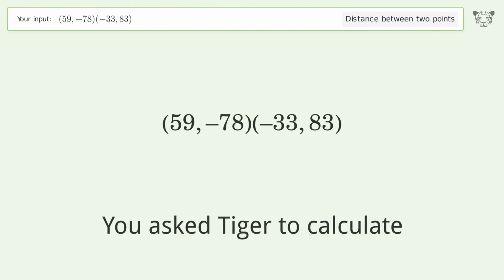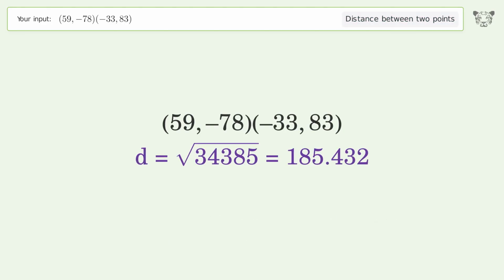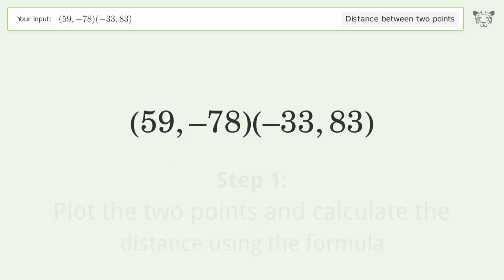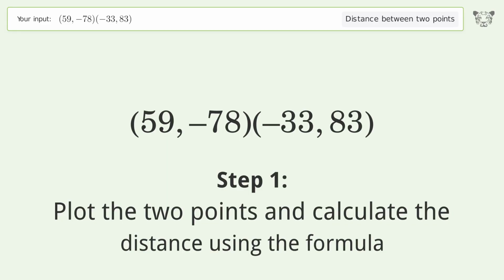You ask Tiger to calculate. This deals with the distance between 2 points. The distance between the 2 points is the square root of 34,385 or 185.432. Let's solve it step by step. Plot the 2 points and calculate the distance using the formula.